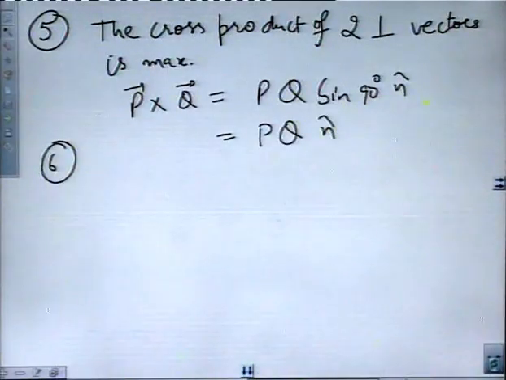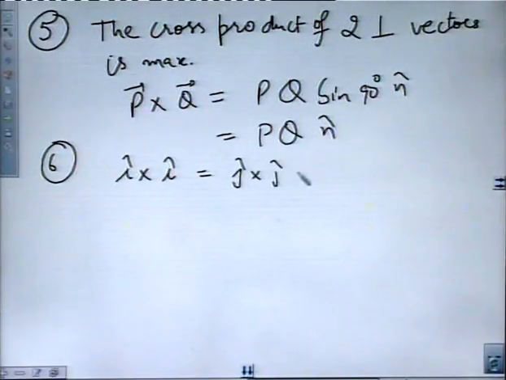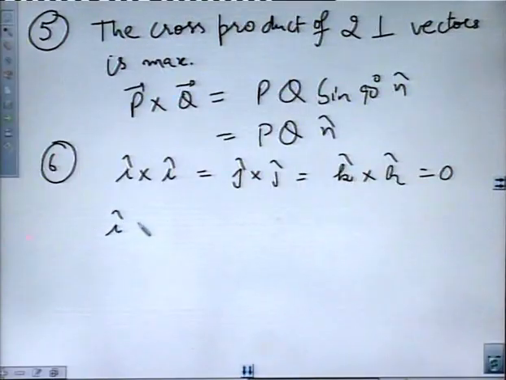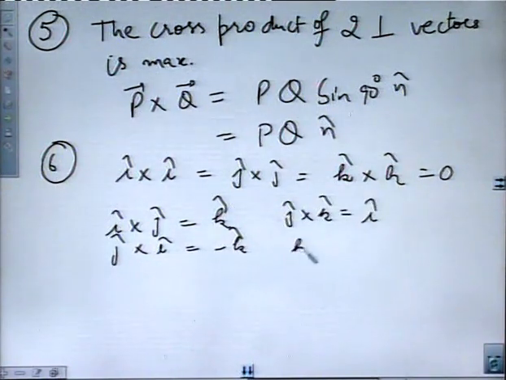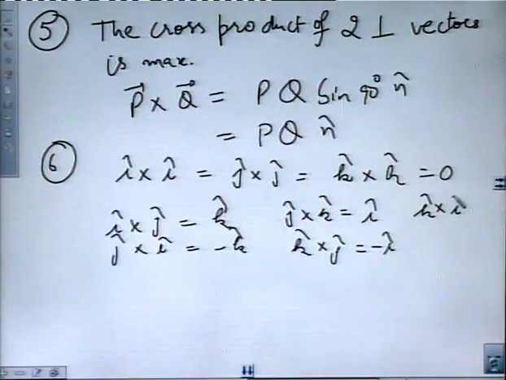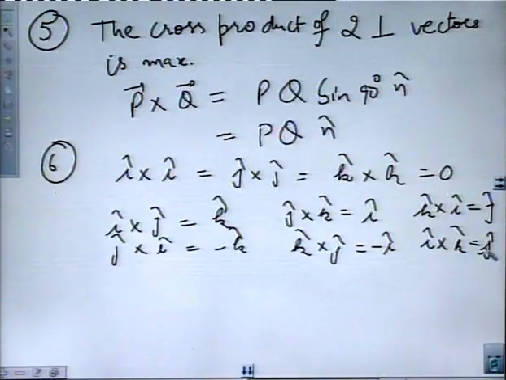The next property is the cross product of i cross i, j cross j and k cross k is equal to 0, but i cross j is equal to k cap, j cross i is equal to minus k cap, j cross k is equal to i cap, k cross j is equal to minus i cap, k cross i cap is equal to j cap, i cross k is equal to minus j cap. This we have to remember.